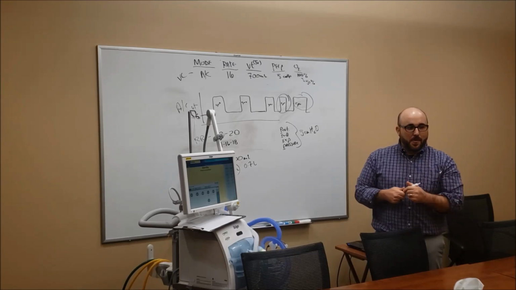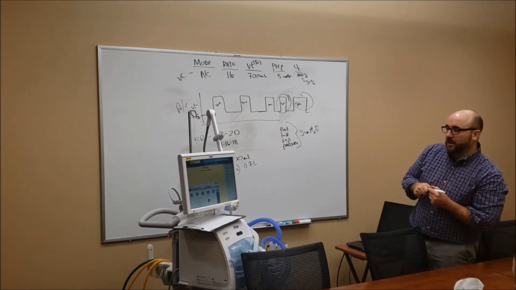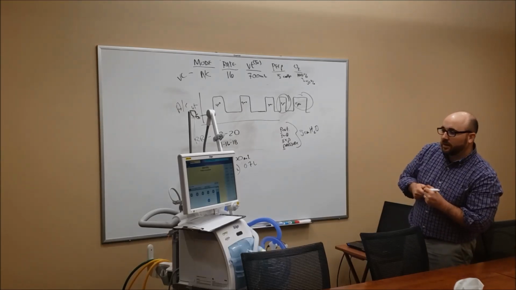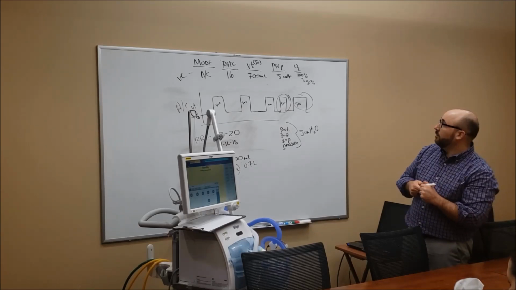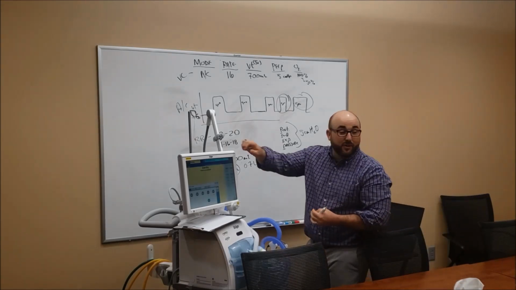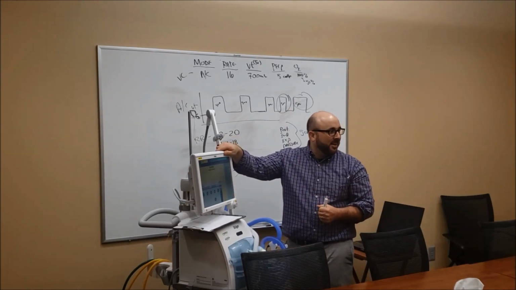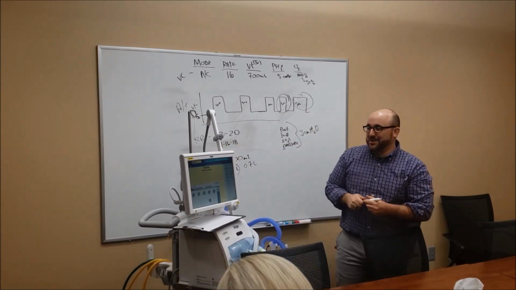So assist control, respiratory rate's 14. Tidal volume's 600. PEEP is 8, and oxygen is about 69. Perfect. All right. You feel good about it? It's gonna be hard to see. Okay. Well, I won't do yours then.